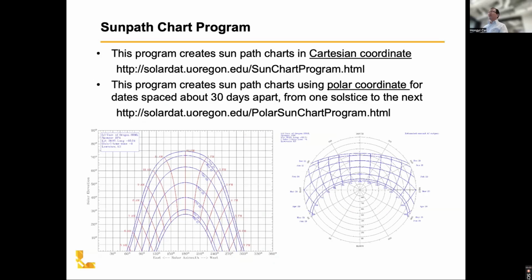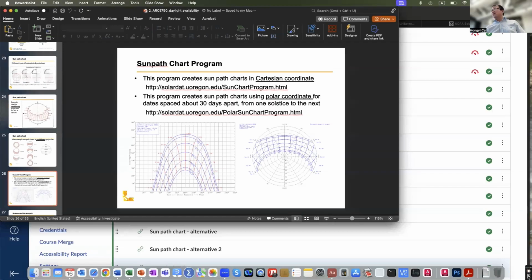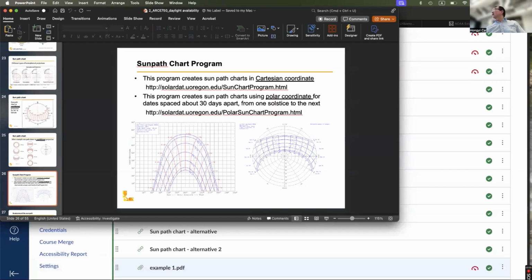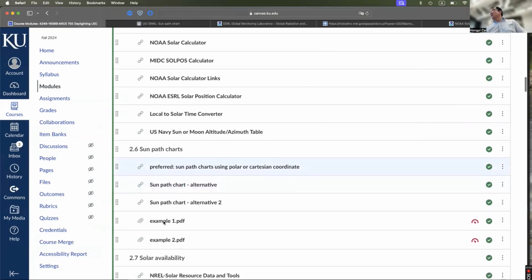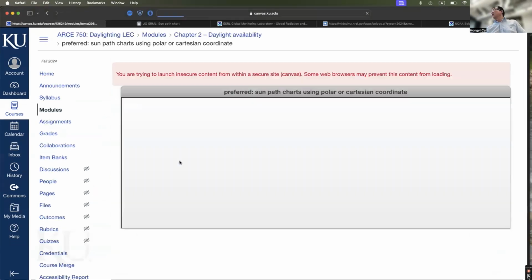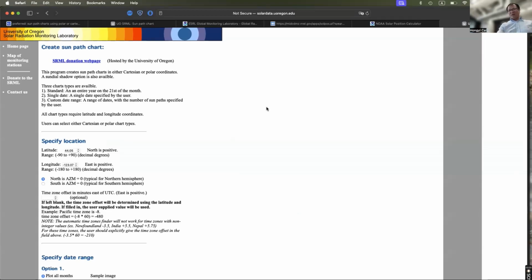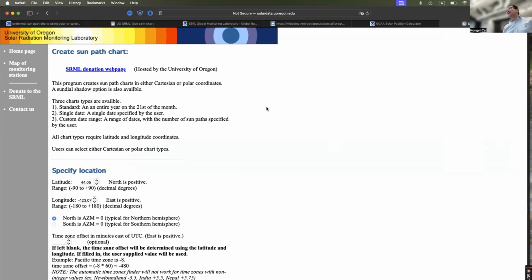Okay. All right. Then let's take a look at this one. This one is a sun path chart program. How can you do the actual plot? I will show you how to do it online. This is very important, and I want you guys to take a look. So for the sun path chart, I already put a preferred link here. Let's click on this one because the University of Oregon fixed this. When you click on this one, you have this calculator pop up, create a sun path chart, right?